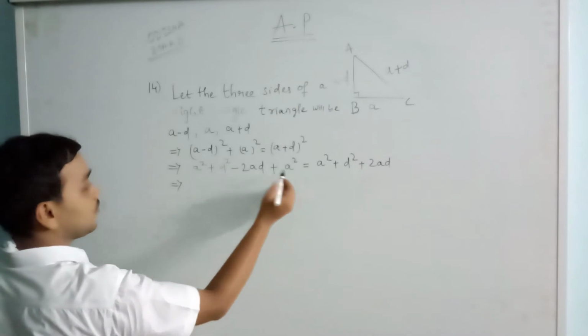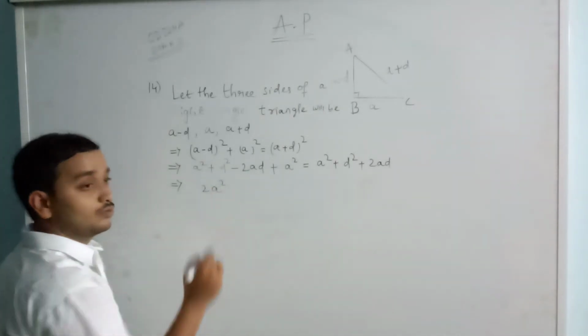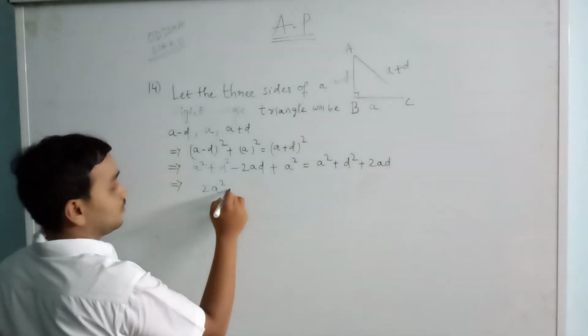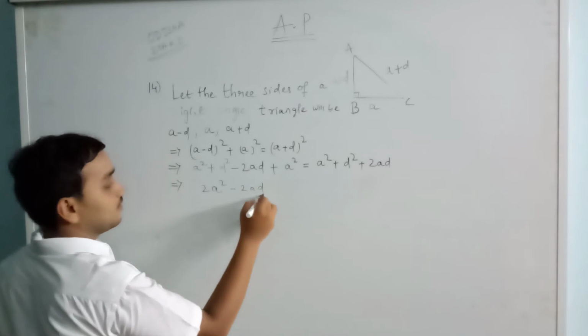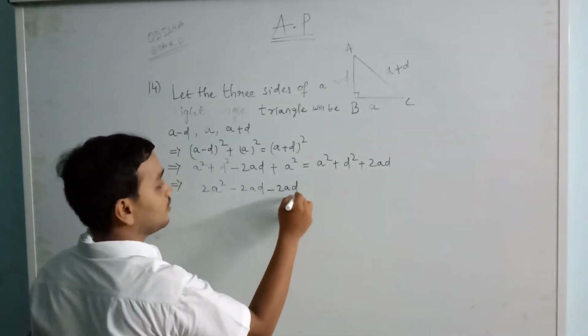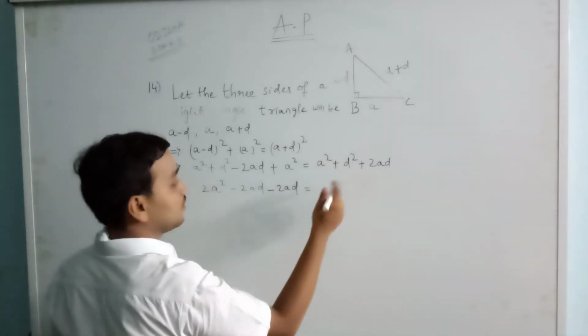See, A square plus A square, how much? 2A square, and D square minus 2AD. The 2AD comes to this side as minus 2AD, equal to, see, this D square and this D square go on that side.